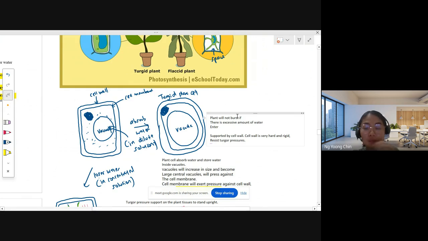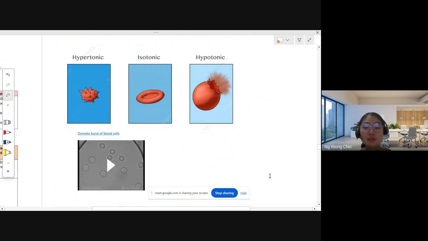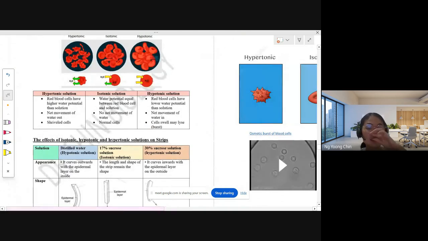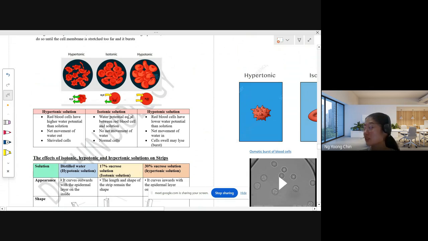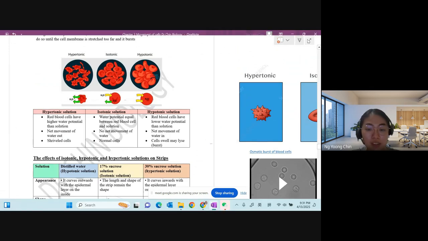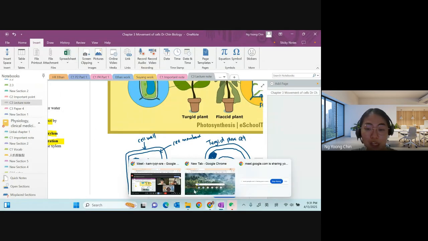In an animal cell, if too much water enters, it will cause the animal cell to burst. Next week we'll talk about what happens to the animal cell when you place it in these three kinds of solutions. So this is the class for today. I have homework for you, and I will send it in the group later. Do you have any questions so far?